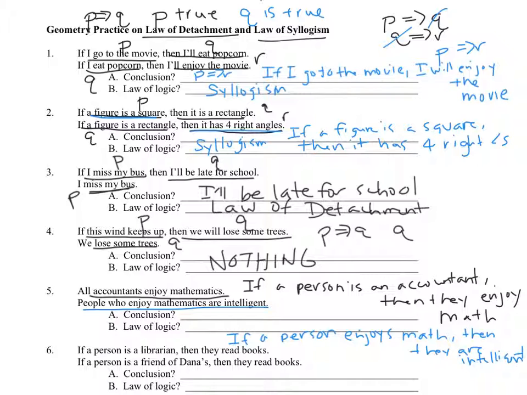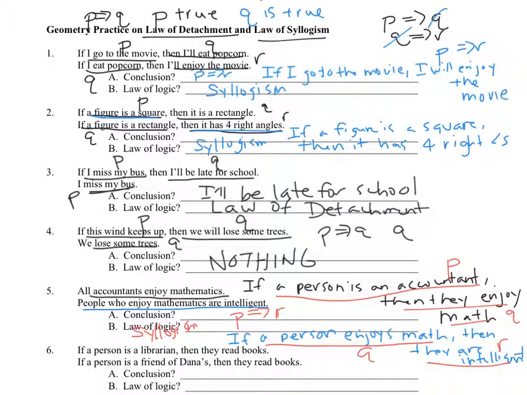So I'm going to take these statements and do P, Q, Q, R. So this is P implies Q, Q implies R, so I can conclude that P implies R. So my conclusion would be, if a person is an accountant, then they are intelligent. I don't have enough room to write it, but it is if a person is an accountant, then they are intelligent. P implies R. And the law of logic is syllogism. So my strategy would be to write it as a conditional. It's a lot easier to see.